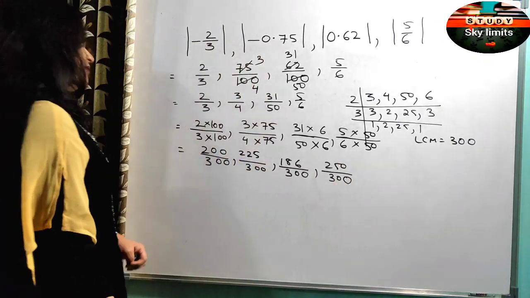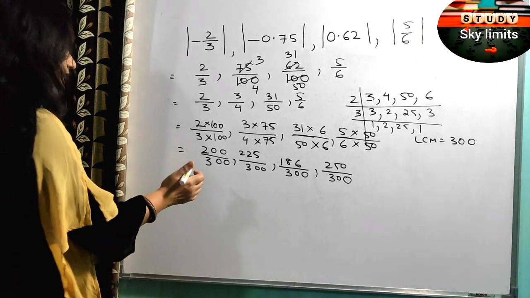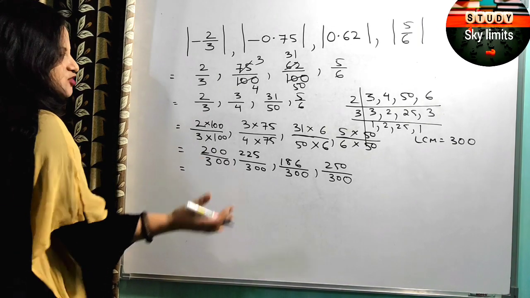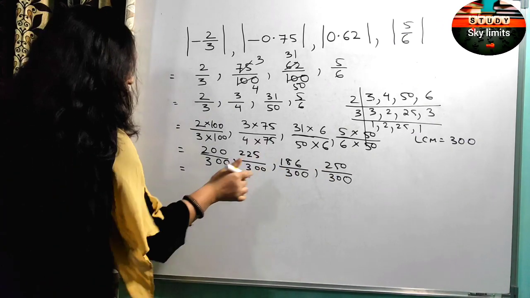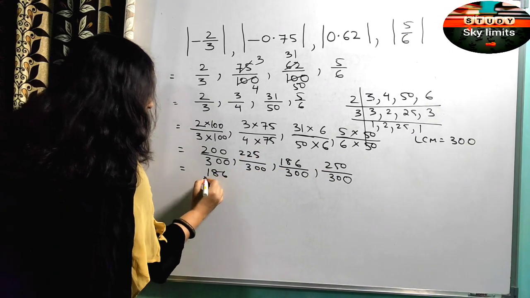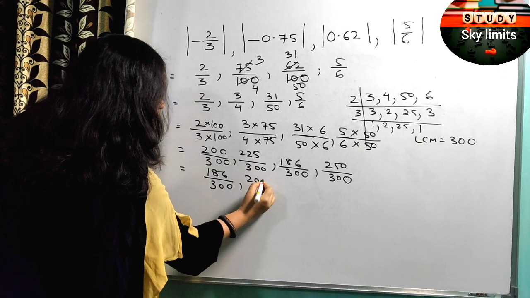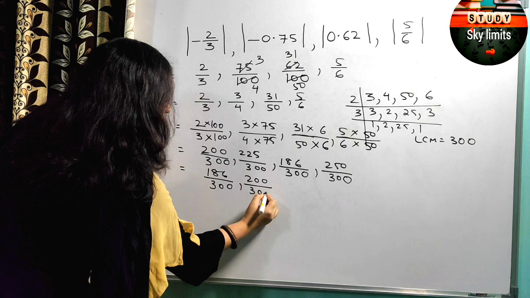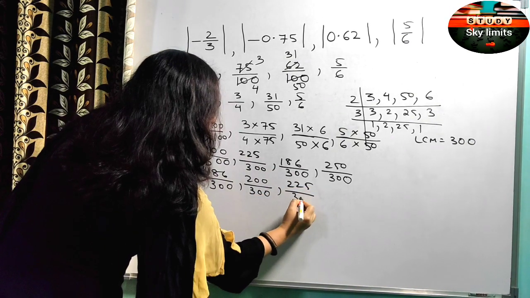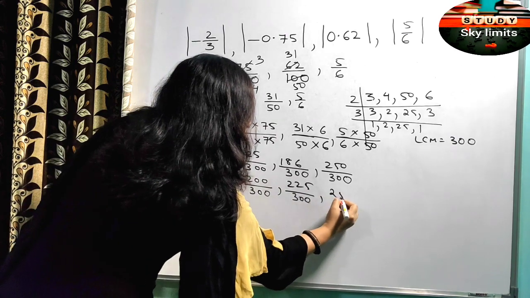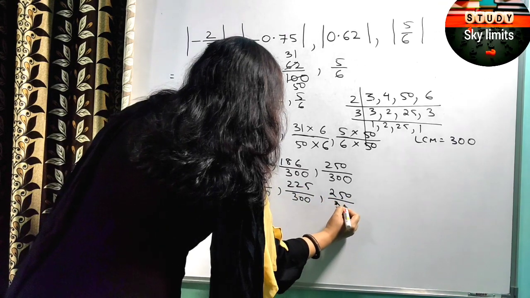Yes, I hope the idea is getting very clear with everyone. Now let us arrange it from the least to greatest. All have the same denominator, so it is easy for us to arrange. 186 by 300. Then you have 200 by 300. Then you have 225 by 300. Then 250 by 300. Yes, this is the greatest one.